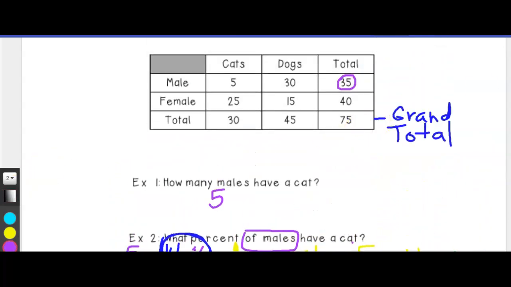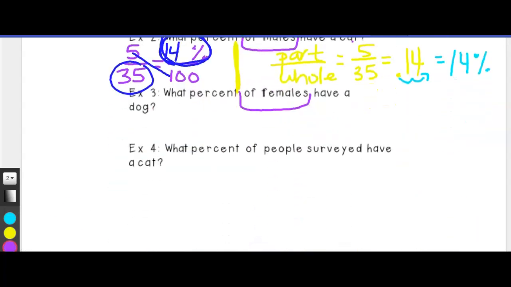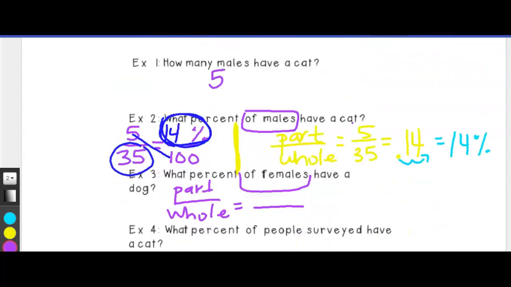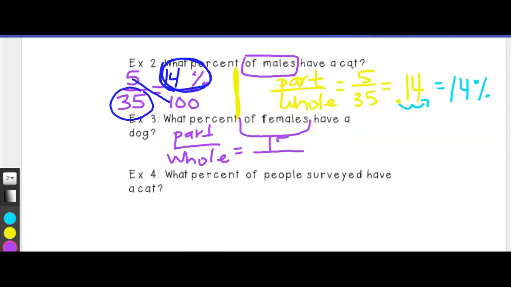So that would be, let me erase this. We know that there are 40 females and 15 of them have a dog. So of the females, we'll do part over whole. But again, you can set up the proportion if you need to. Already forgot my numbers. 15 of them had a dog, and there were 40 females because it says of the females only. So 15 divided by 40.